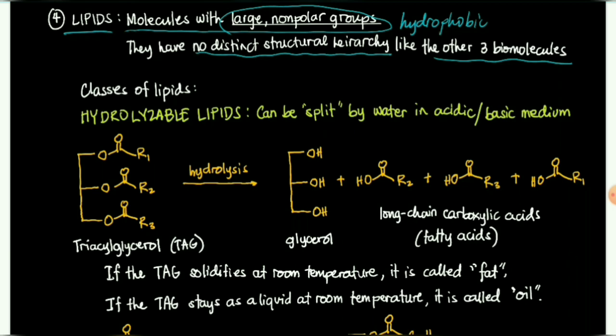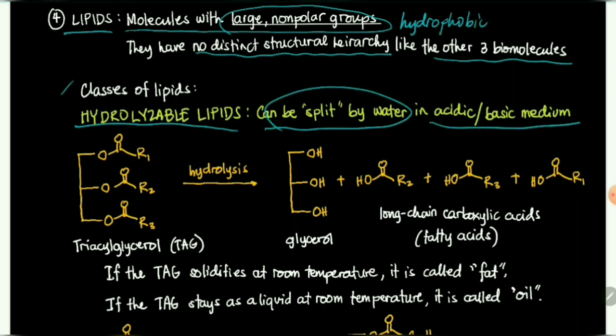Okay? So how do we classify lipids? So we have different classes. So for example, we have the hydrolyzable lipids. Okay? So the hydrolyzable lipids can be split by water in acidic or basic medium. So for example, we have the triacyl glycerol. So triacyl glycerol can be hydrolyzed to form the glycerol molecule plus 3 fatty acids.